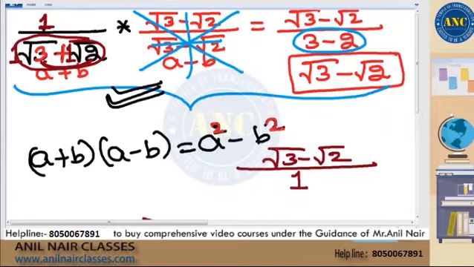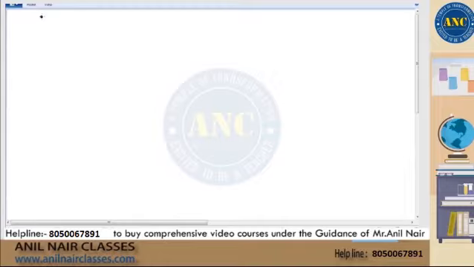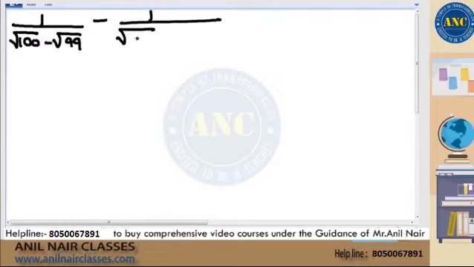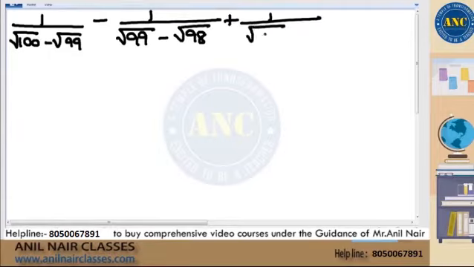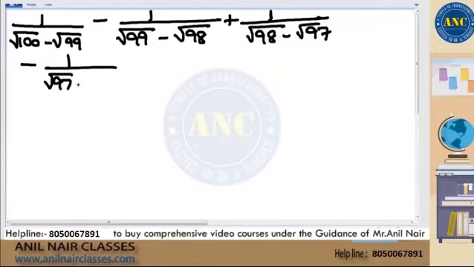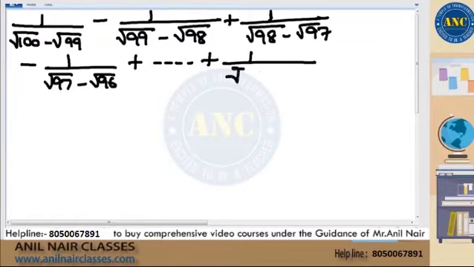Now, see this question. Very good question, but a very easy question, because you have understood the concept behind solving these questions. Your question is 1 divided by root 100 minus root 99, minus 1 by root 99 minus root 98, plus 1 by root 98 minus root 97, and then the same terms continue. Next is minus 1 by root 97 minus root 96, plus it continues. The last term is 1 by root 2 minus root 1. This entire value I require.